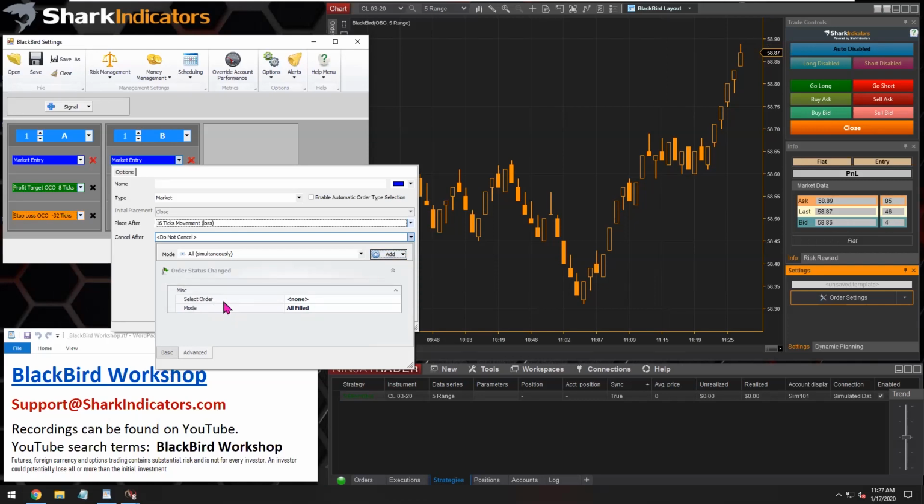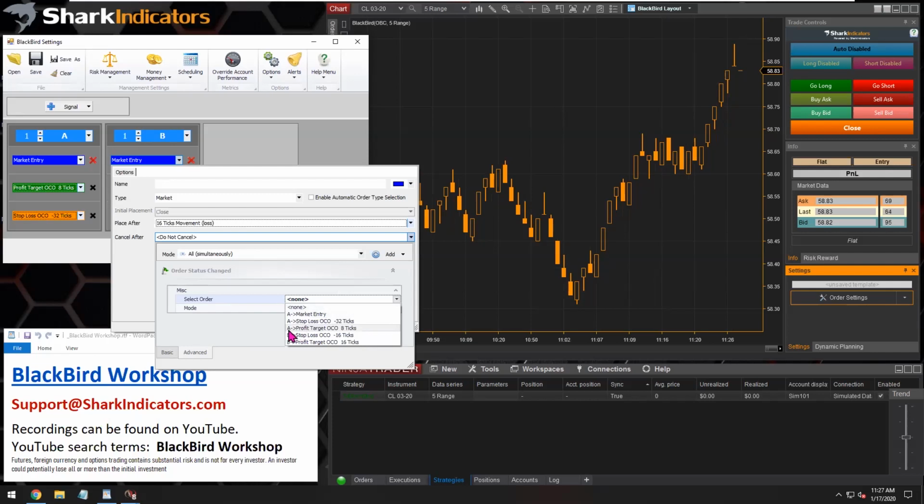We select that, and now we need to select the order. Which order are we looking to monitor? We're looking for order set A and the profit target. Right, so this is the profit target for order set A. We'll select that, and then the mode. So you can say all filled or any filled, right? Or canceled. So you can also have a trigger based on an order getting canceled as well here.